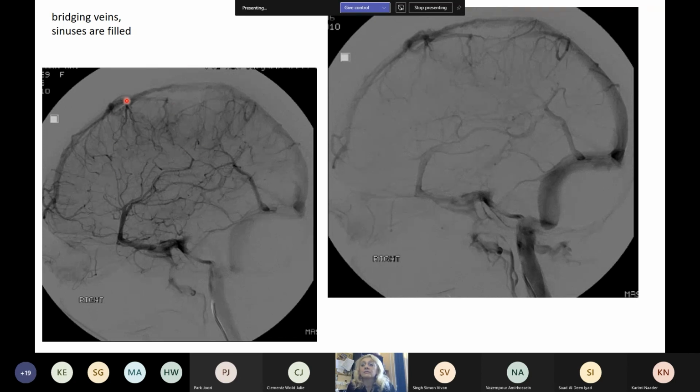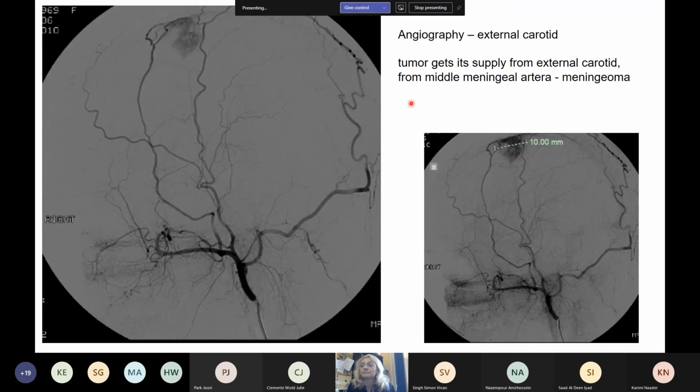And here the surgeon had to see how these bridging veins are running. Bridging veins are the superior cerebral veins that run directly into the superior sagittal sinus. And these bridging veins here are very well visible. This is what the surgeon has to really pay attention to.